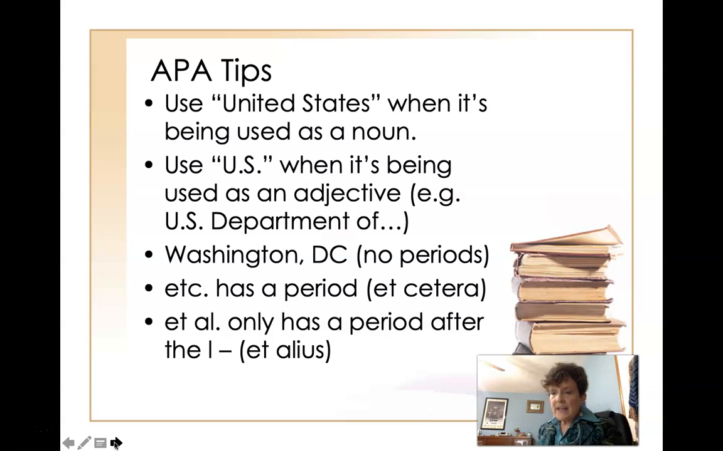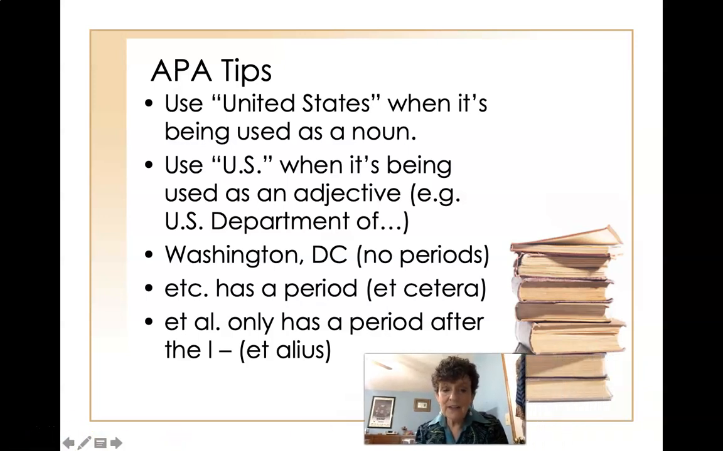So just a couple of quick APA tips, because APA seems like an ever-evolving thing that we all have to do, and sometimes it can be fun and sometimes it can make you crazy. When you use the words United States as a noun, when you say I live in the United States, you capitalize it and spell it out. But when you're using U.S. as an adjective, like U.S. Department of Agriculture, U.S. Food and Drug, you put U.S.